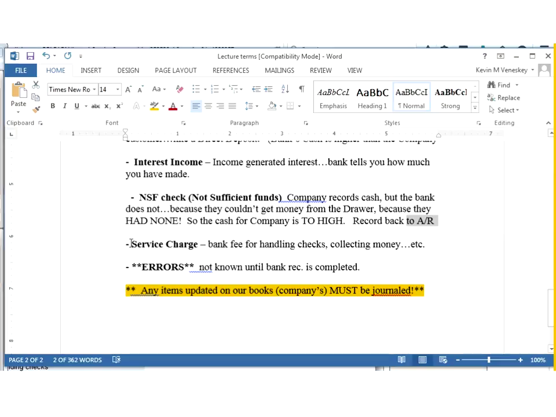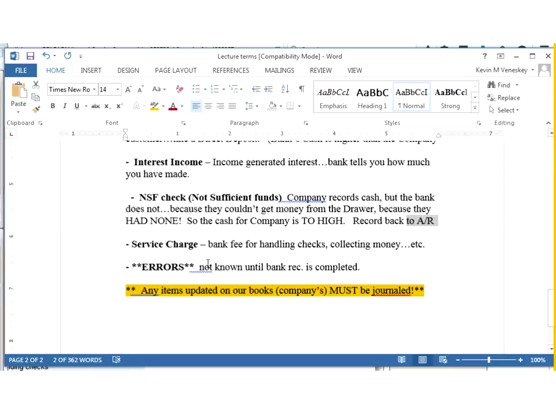Service charges: usually the bank with any type of business will have a nominal fee. We need to record that as an expense. A lot of times it might be a miscellaneous expense because it's pretty small. And then if there's any errors, we will have to go back in and correct them. I'll have a couple errors in my example, but I don't think any of our assignments today for this class are going to have any errors, which I wish they did, but it's okay.